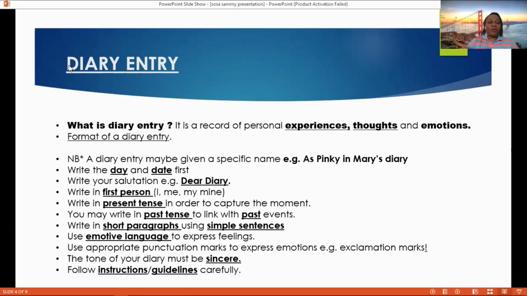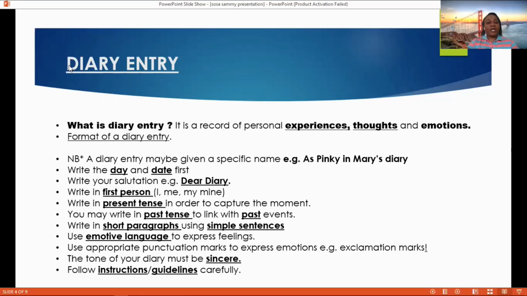And then we move on to your salutation. Dear Diary is the most common one. Or Dear Pinky if your diary has this specific name. Then you write in first person. First person, I, me, my, mine. For what reason? Because the diary entry expresses personal experiences. Therefore, it's important for you to write in first person.